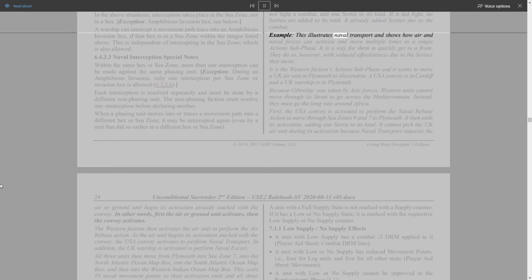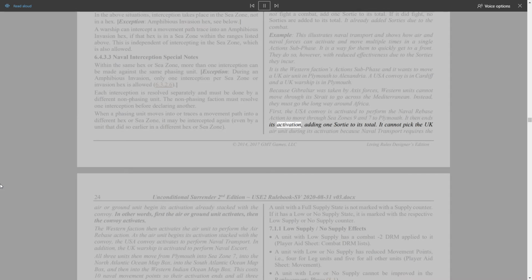Example, this illustrates naval transport and shows how air and naval forces can activate and move multiple times in a single action subphase. It is a way for them to quickly get to a front. They do so, however, with reduced effectiveness due to the sorties they incur. It is the Western faction's action subphase, and it wants to move a UK air unit in Plymouth to Alexandria. A USA convoy is in Cardiff, and a UK warship is in Plymouth. Because Gibraltar was taken by Axis forces, Western units cannot move through it straight across the Mediterranean. Instead, they must go the long way around Africa. First, the USA convoy is activated to perform the Naval Rebase action to move through Sea Zones 9 and 7 to Plymouth.